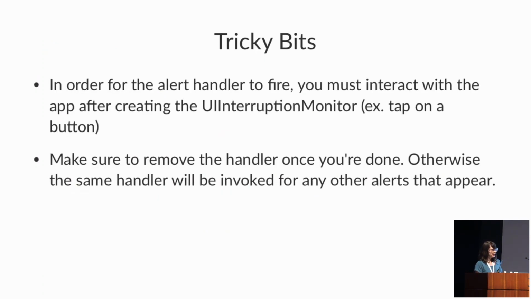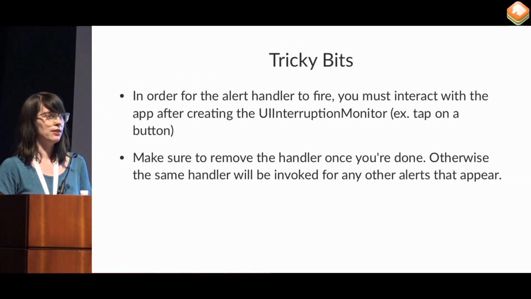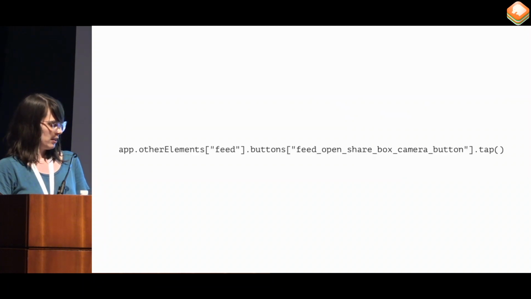So some tricky bits is that for the alert handler to fire, you must interact with the app after creating the UI interruption monitor. For example, tap on a button. Then make sure to remove the handler once you're done. Otherwise, the same handler will be invoked for any other alerts that appear.